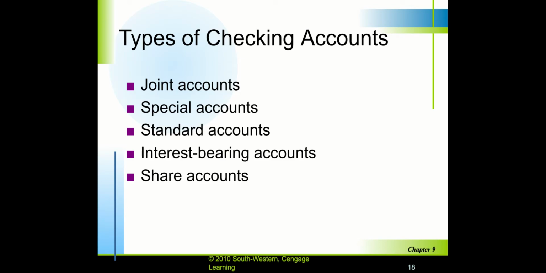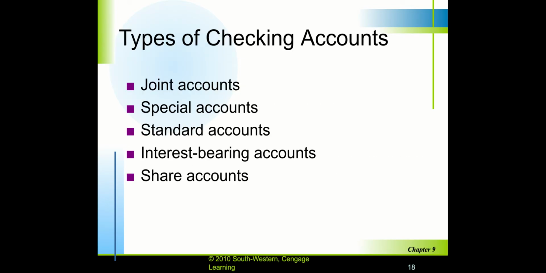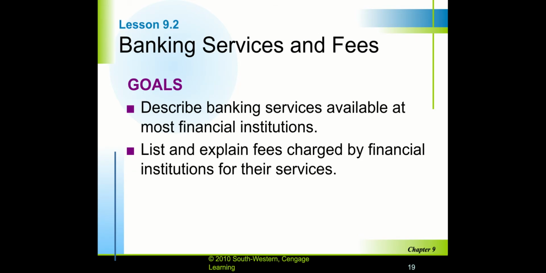There's a number of different types of checking accounts. There are joint accounts, special accounts, standard accounts, interest-bearing accounts, and share accounts. So a joint account would be like a married couple might open a joint account. There are special accounts like student accounts. There's a few different types of checking accounts.